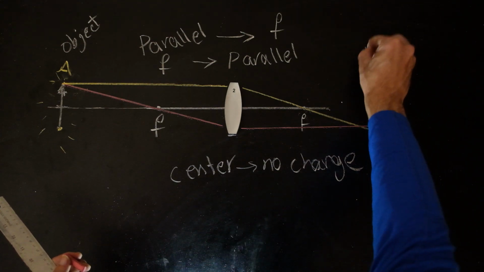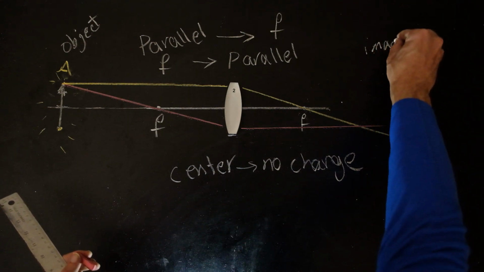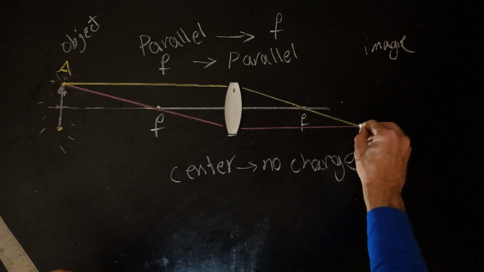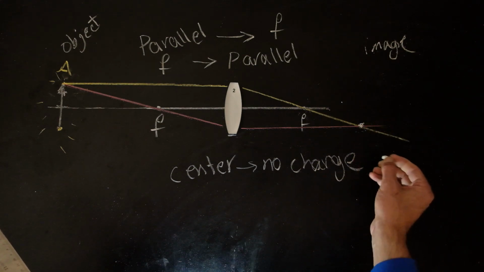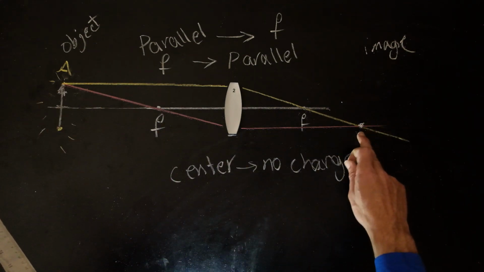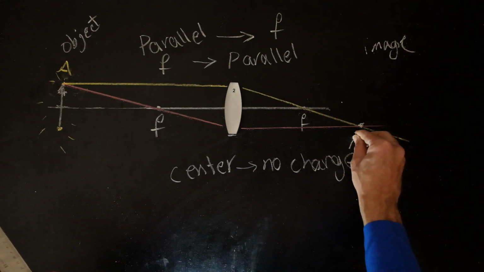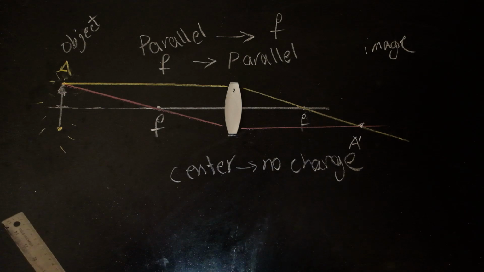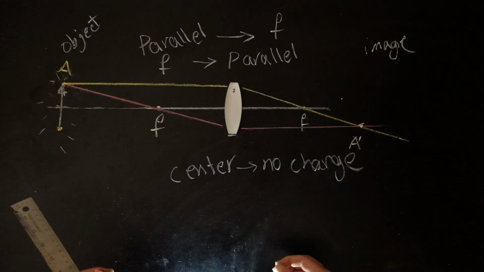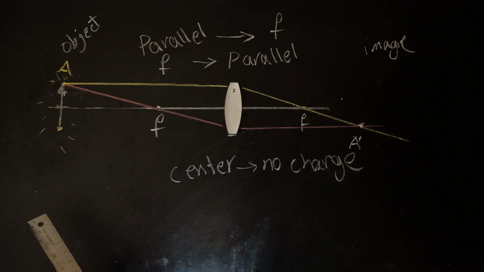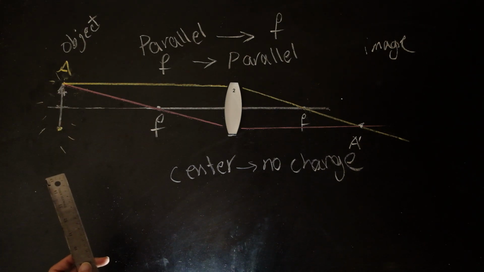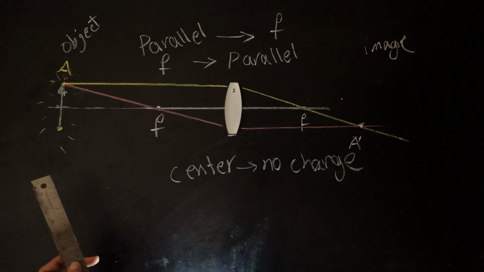And this is image. And this is the point I'm looking for. So A goes here. This is A prime. But I'm not done yet, because this is just for this point. I need a second point.